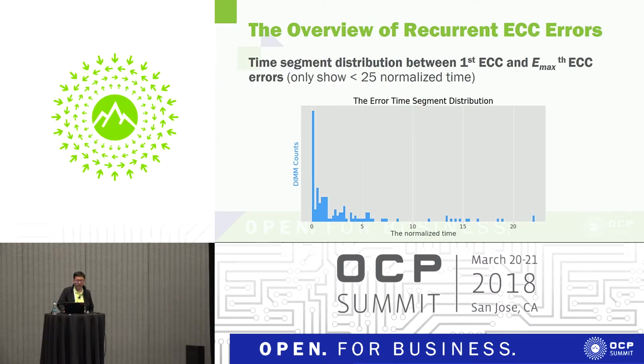Then we go to the threshold. Emax is a threshold number, for example 5 or 6. The distribution between the first error and the Emax will be shown like this. You still can see lots of ECC errors occurred in the beginning. We only showed about 25 normalized time in this picture.